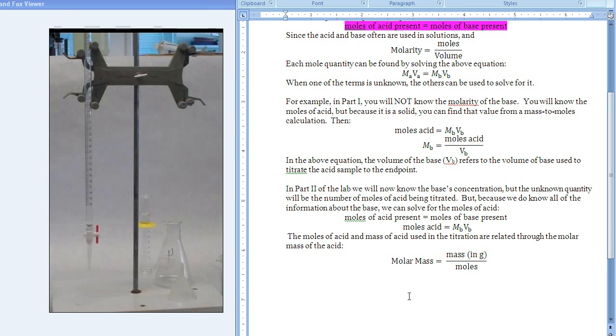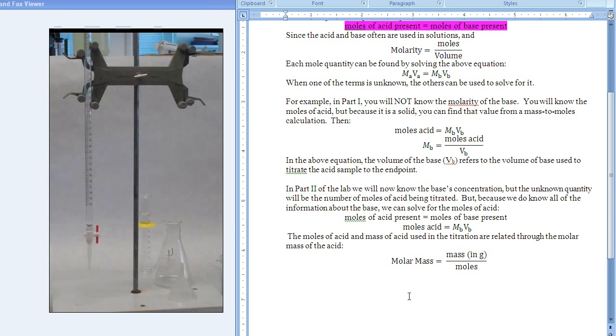If you are dropping too much base in and several drops come in and bring about the pink color, you really haven't performed that titration correctly, and you would need to discard that trial and do another one to replace it until you get 3 good trials of your titration.